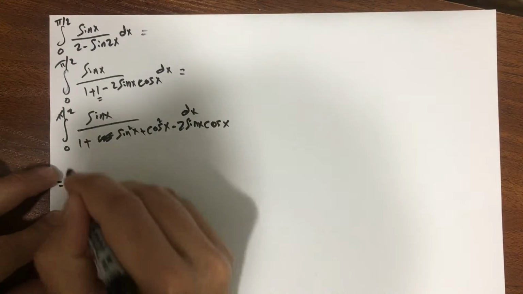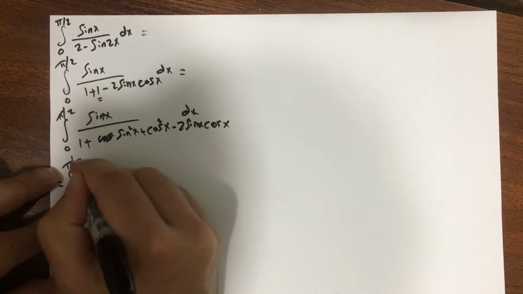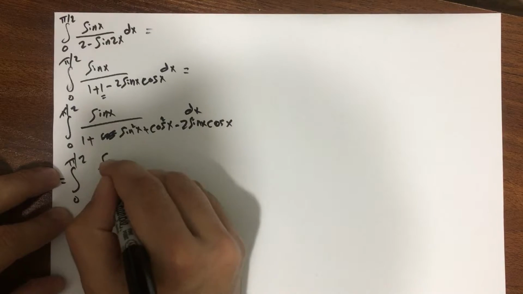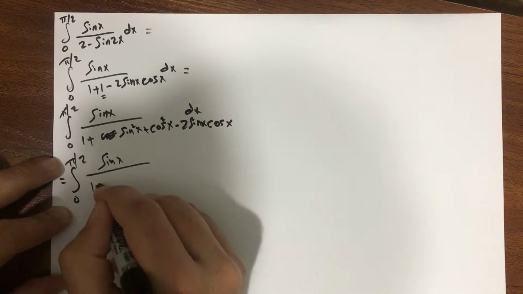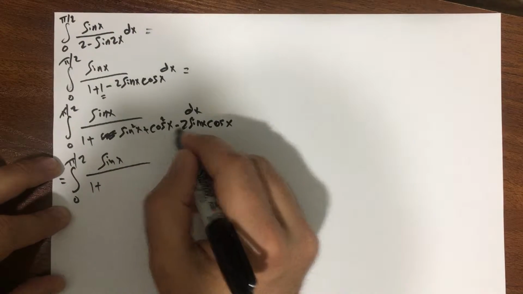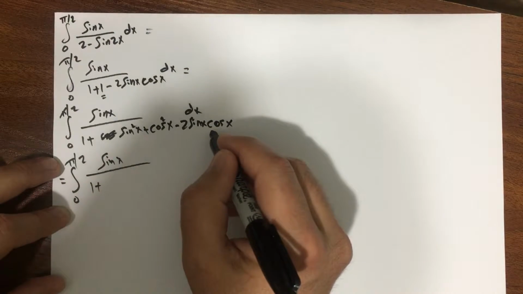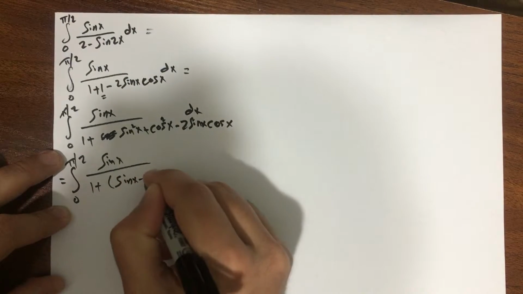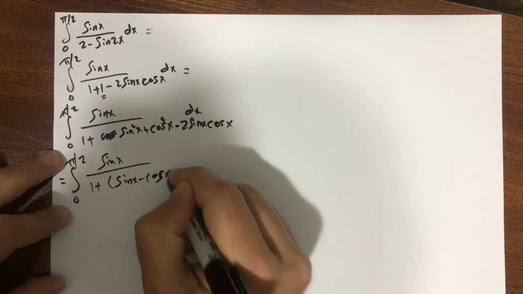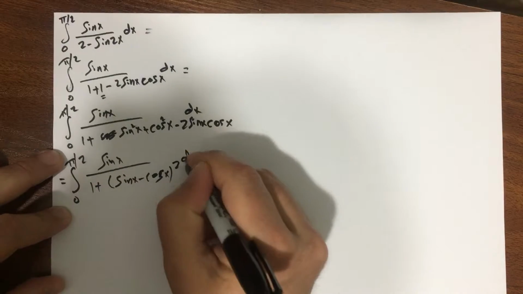Now this equals the integral from 0 to pi over 2 of sin x over 1 plus, notice that sin squared x plus cosine squared x minus 2 sin x cosine x is the expansion of sin x minus cosine x squared dx.